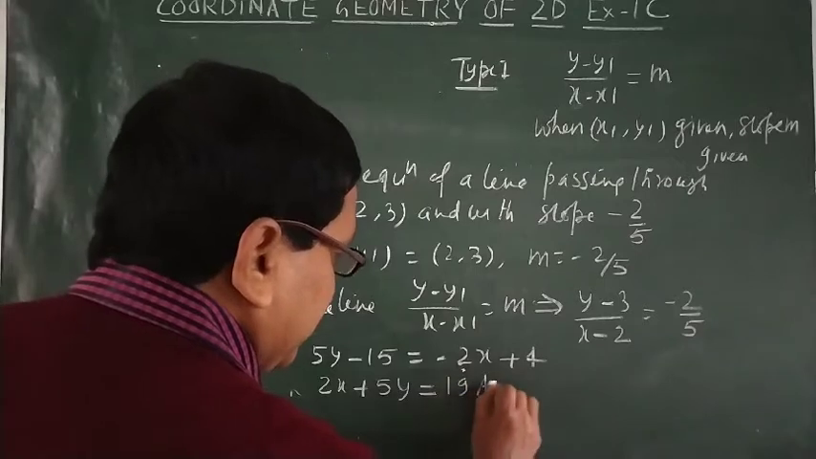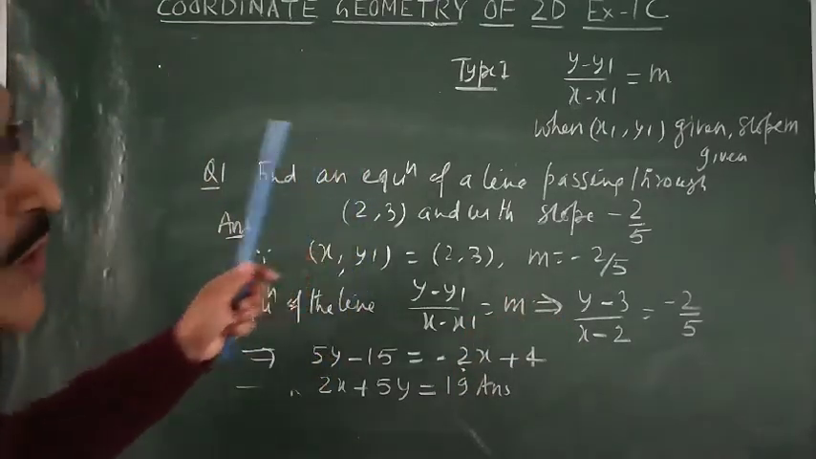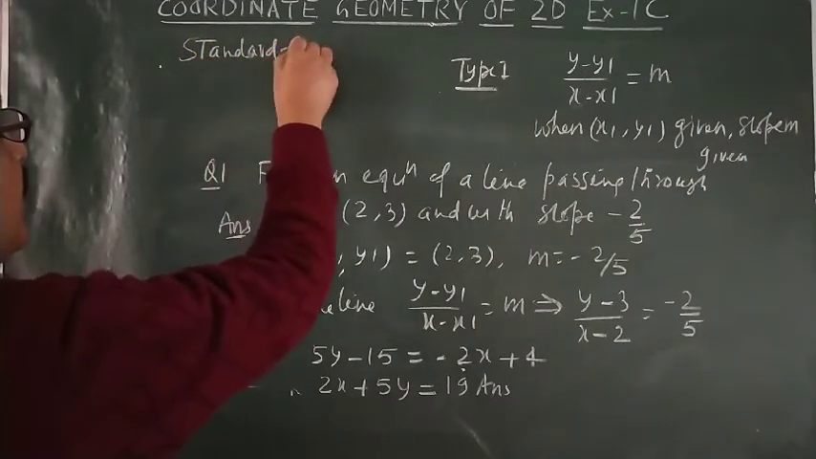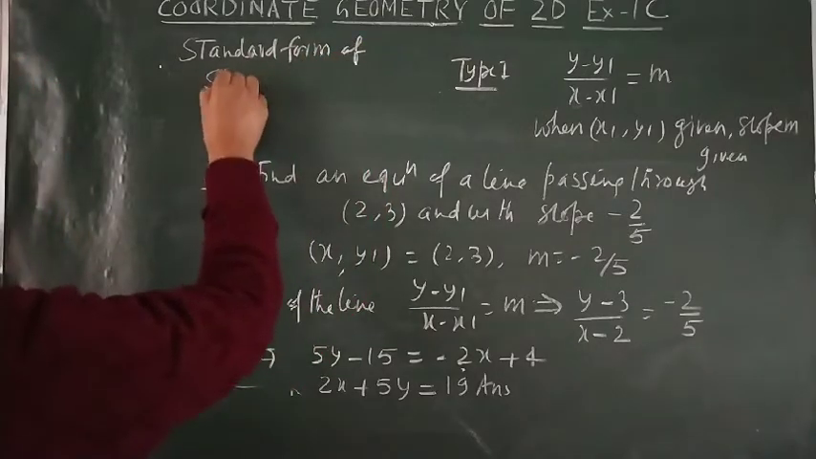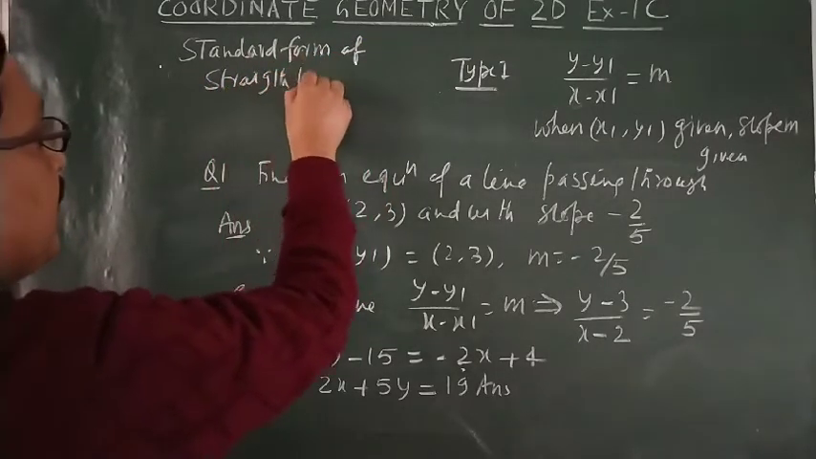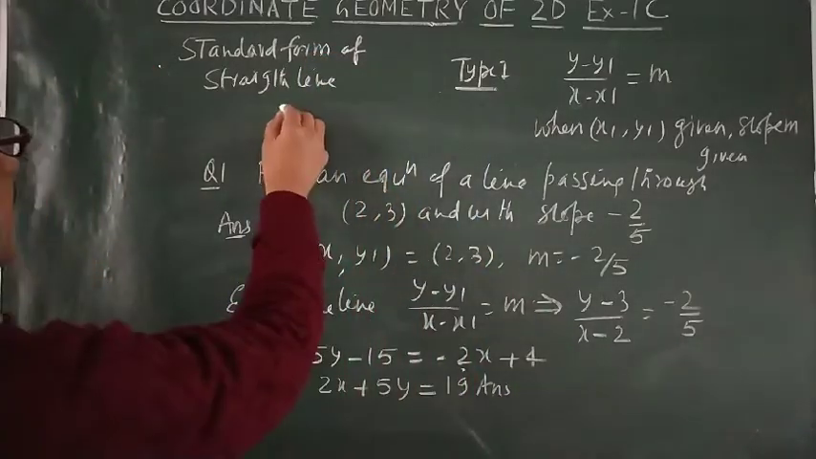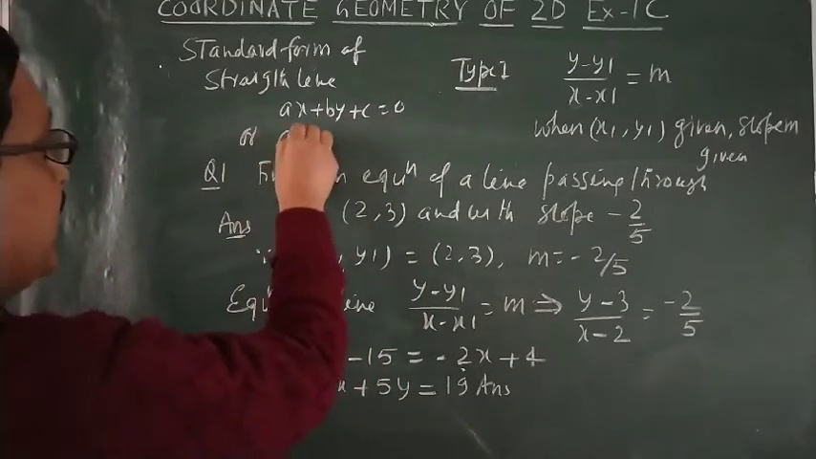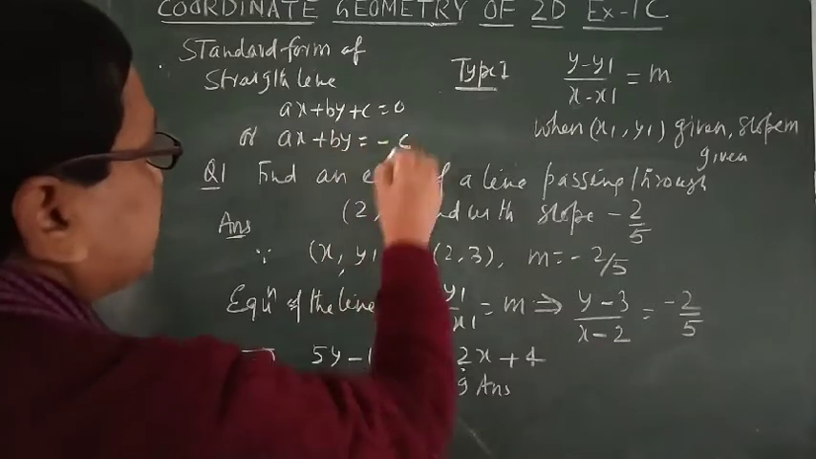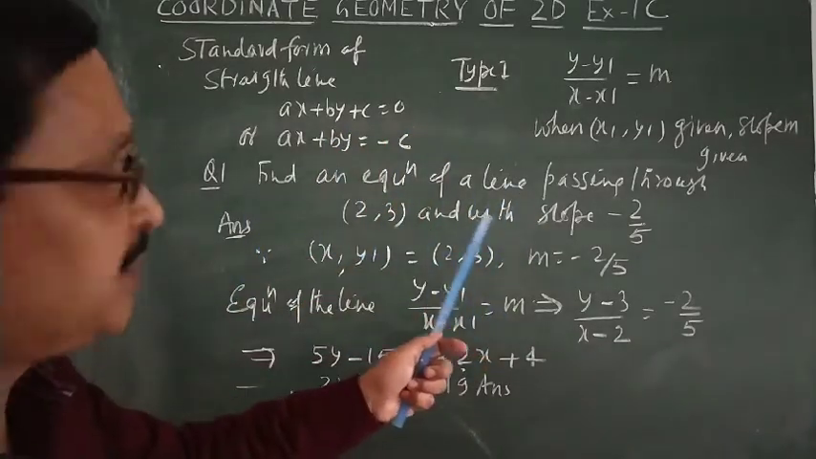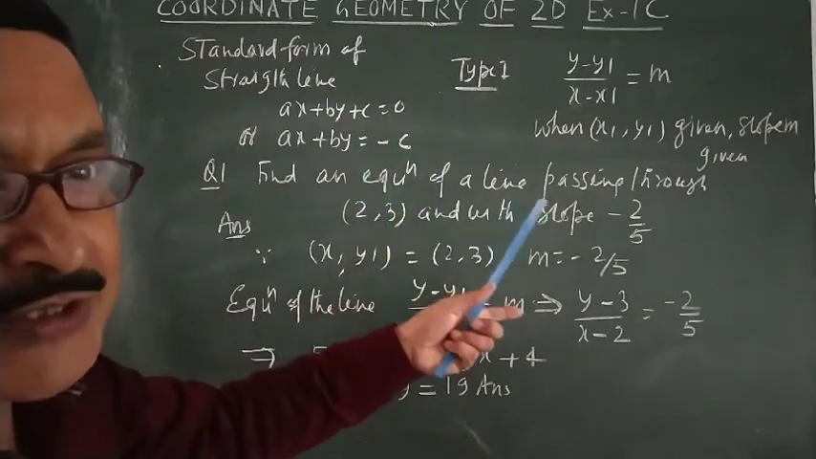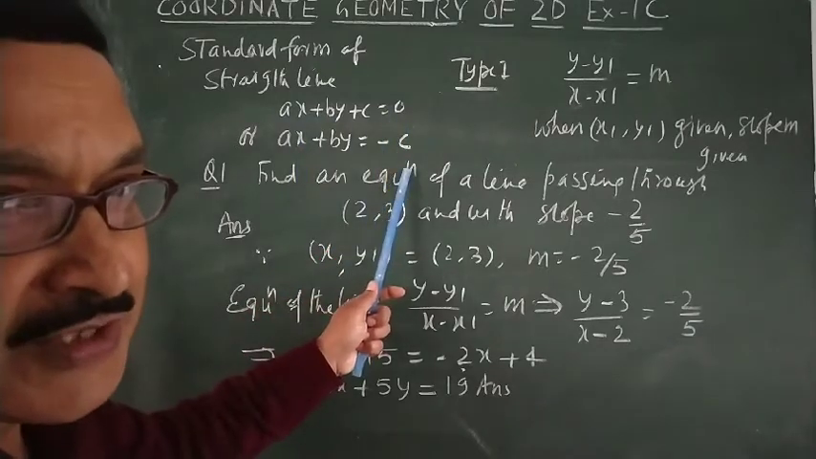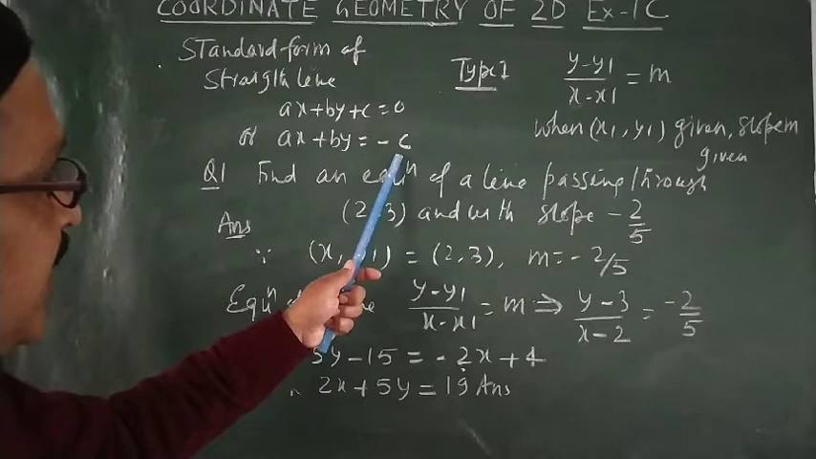This is 19, the answer. One more thing, students, must be noted: the standard form of a straight line, you know from class 10, is either ax plus by plus c is equal to 0 or ax plus by is equal to minus c. These are the standard forms of a straight line. C may be positive, may be negative, it depends upon the given problem. Many equations of this kind you have seen in class 10. So this is the standard form of the line.